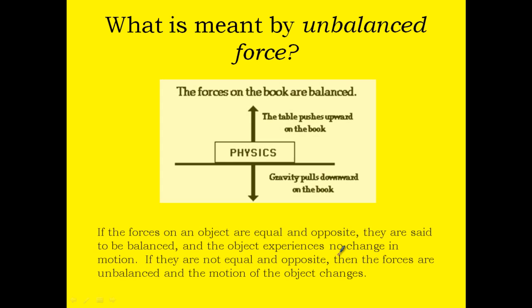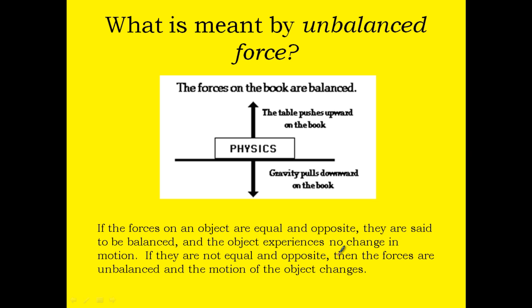So what is meant by an unbalanced force? If the forces on an object are equal and opposite, they are balanced. So if this much up equals this much down, let's say this is 20 newtons, this is 20 newtons, then we're talking about the net force. Net means the sum of all the forces. So we add up all the forces. We know things going up are positive y, things going down are negative. So it's 20 newtons up plus 20 newtons down, which is minus 20, because it's down, equals 0. Balanced. If they are not equal and opposite, then the forces are unbalanced and the motion of the object changes.